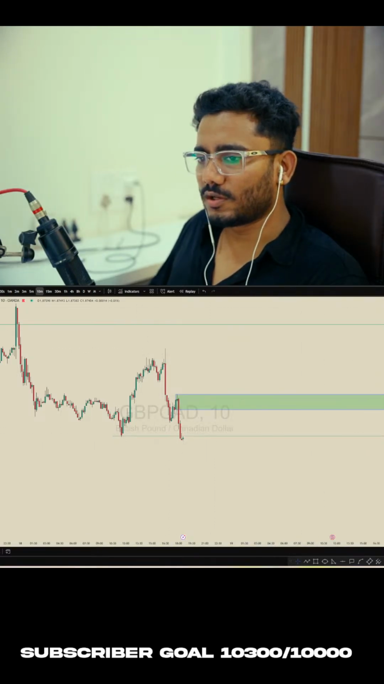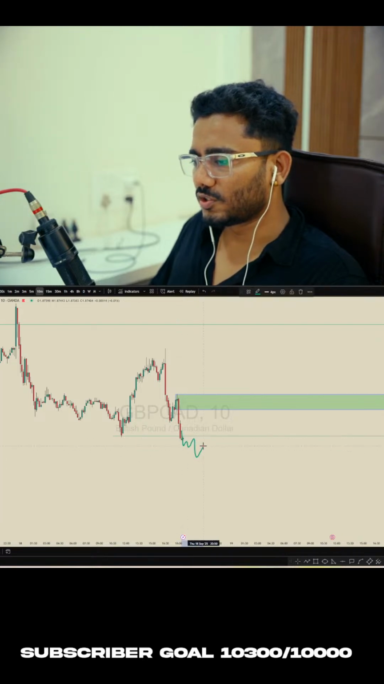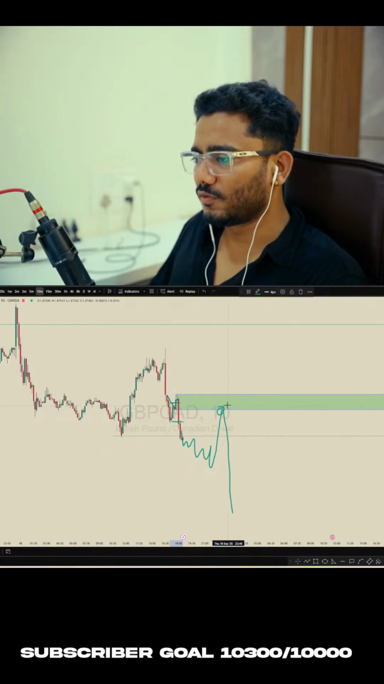Price broke the structure, and we want price to create some kind of liquidity. So the structure should continue downside. Then we can look for entry from this order block, which took out these highs and then broke the structure to the downside.